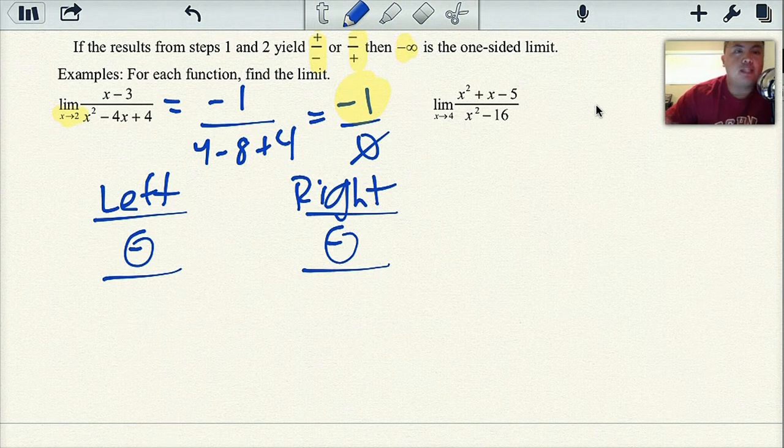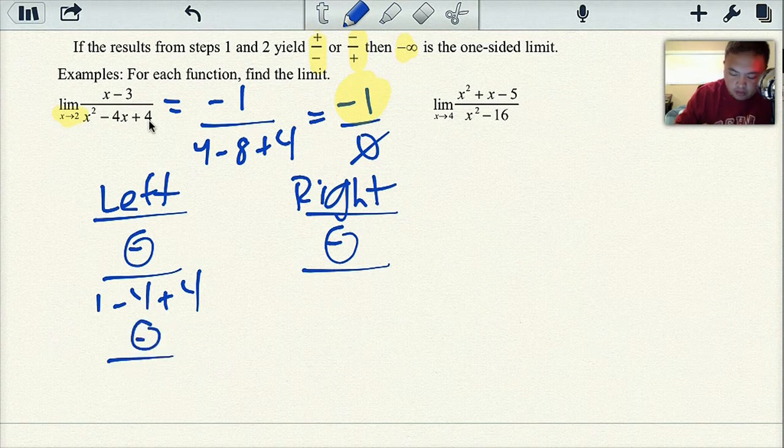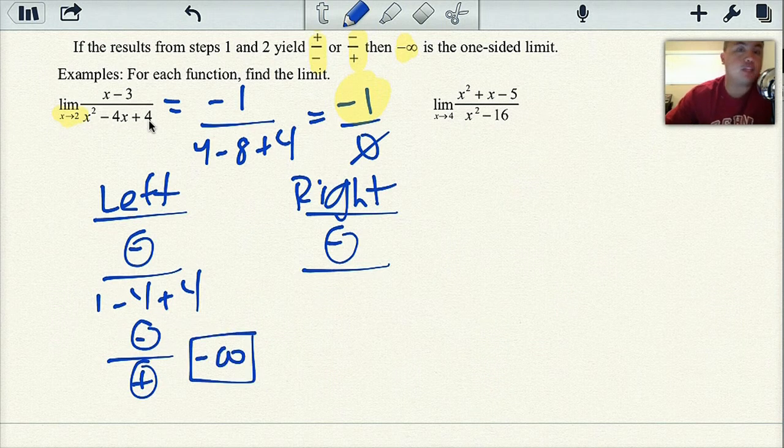Now, because the limit as x goes to 2, what's a good number to test from the left? Think for yourself, what's a good number to test from the left of 2? The answer is 1. So I'll plug 1 into the denominator only to figure out what the sign is. If I plug in 1, I get 1 minus 4 plus 4. I get 1. 1 is a positive number. So from the left, I get negative over positive, which means from the left, I have a limit that goes towards negative infinity.